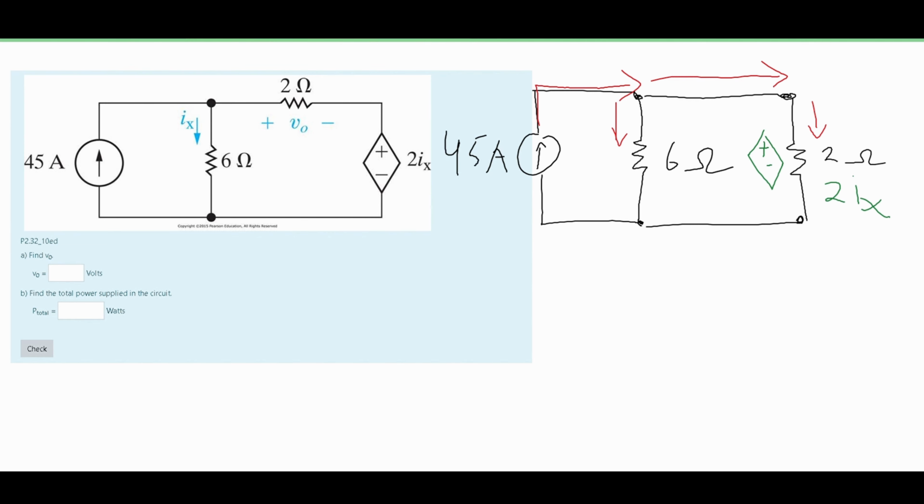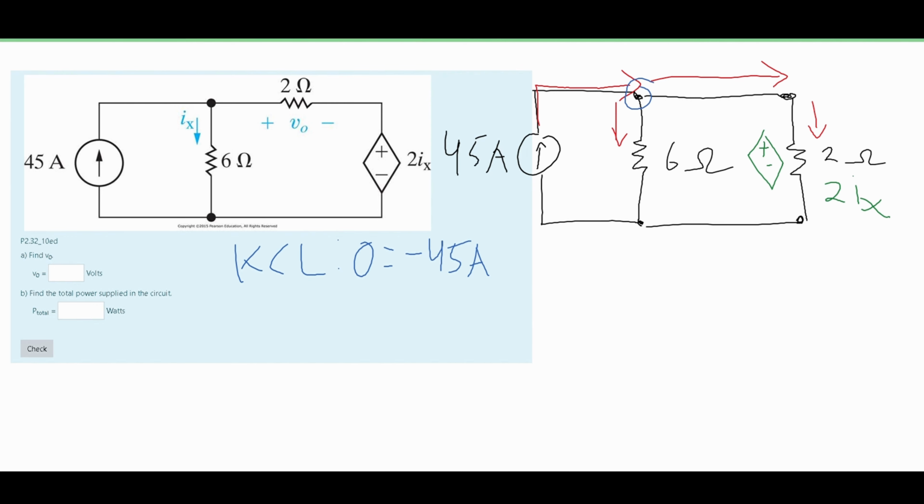I'm going to use Kirchhoff's current law, which states that any current going into a node is negative and any current going out of a node is positive. For this problem, we're going to look at this upper node right here. We know that whatever we have is going to equal 0. So Kirchhoff's current law is always equal to 0, and we're setting this equal to the currents going in and out. So our first current going in is 45 amps. This is negative because it's going in.